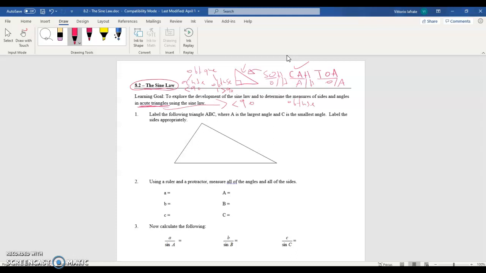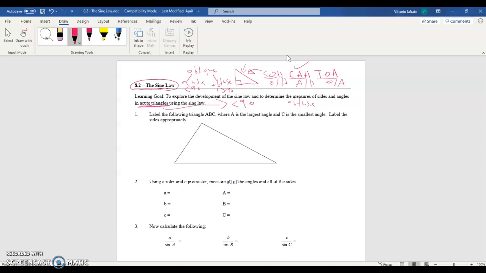You're going to be labeling this triangle and measuring angles and sides using a ruler and protractor. You do have to be specific and accurate with this, otherwise you're not going to get the answers we're really looking for. To demonstrate this, it really relies on your specificity. We're going to try to demonstrate the sine law.